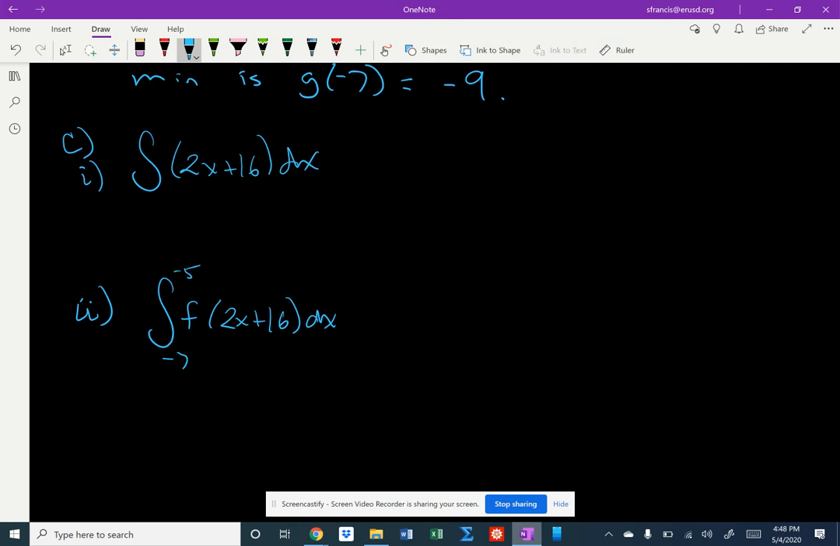Part C has 2 parts, and a lot of you misread or didn't understand how to do the second part. I'm hoping it was just misreading and we can easily fix that by being more careful. But anyway, the first part is just to evaluate this indefinite integral, find this antiderivative. And most of us did this one just fine. So the antiderivative of 2x is x squared. The antiderivative of 16 is 16x. And then, of course, plus c.